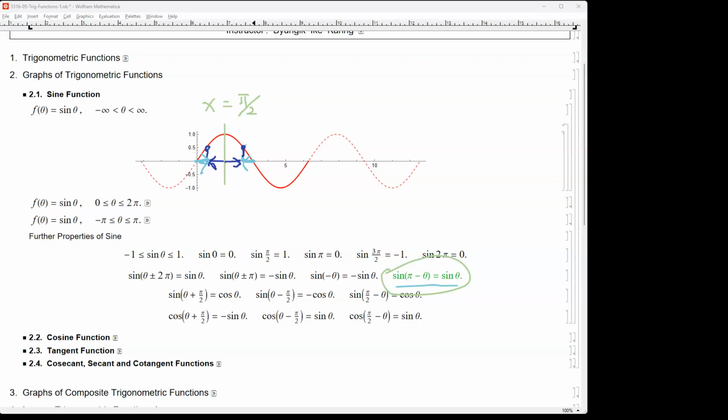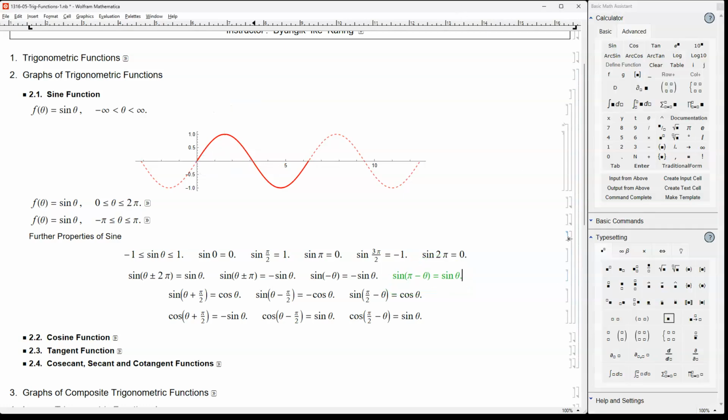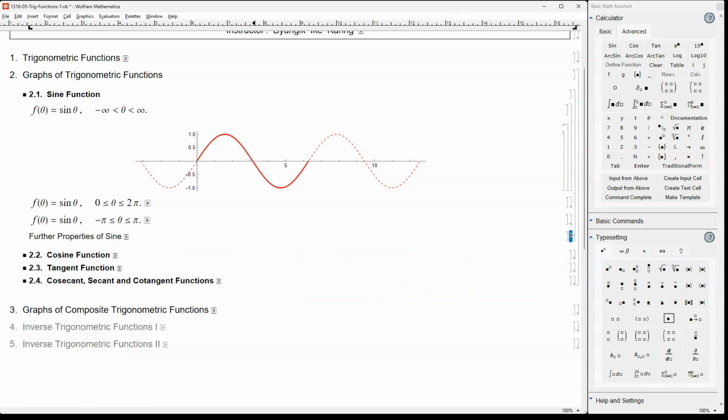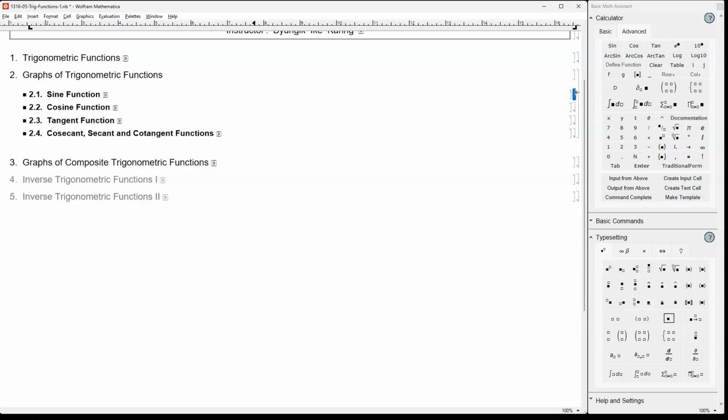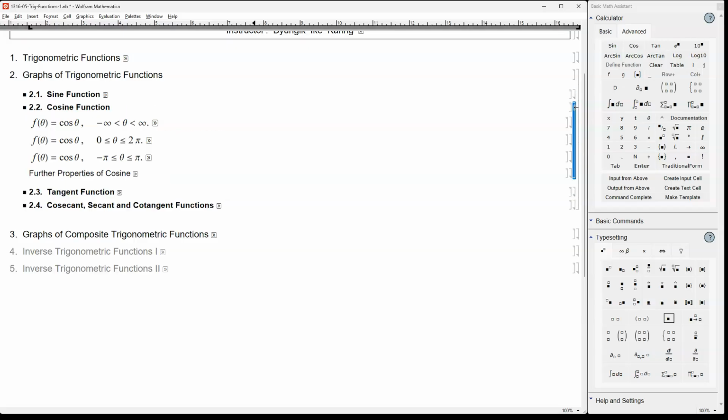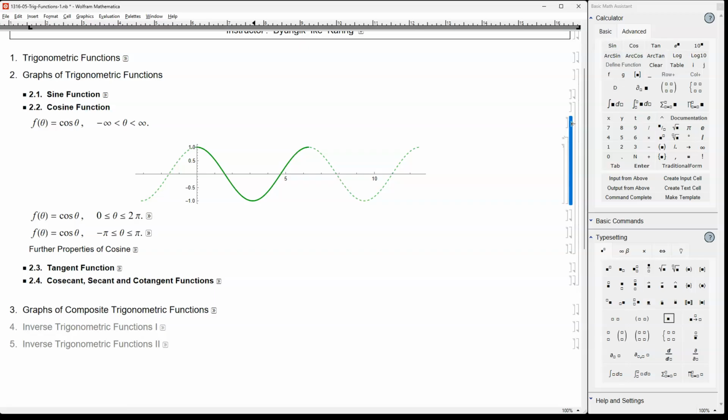Alright, let's get out of the drawing mode. Okay, we got out of the drawing mode. Alright, so much for the sine function. Now let's study the cosine function. We already went through the sine function, so we can move on very quickly here.